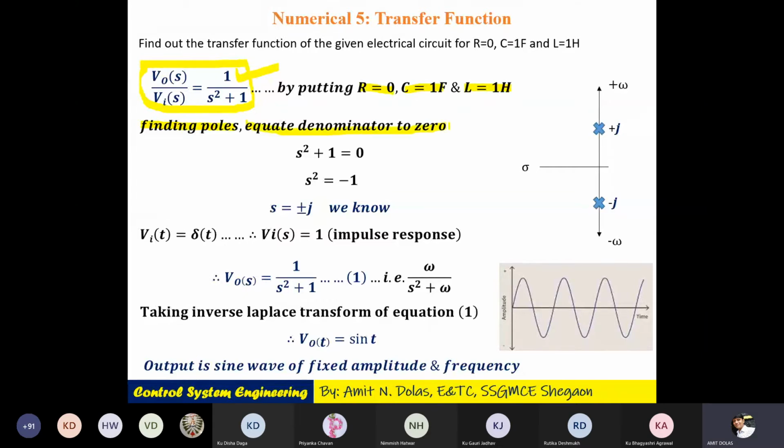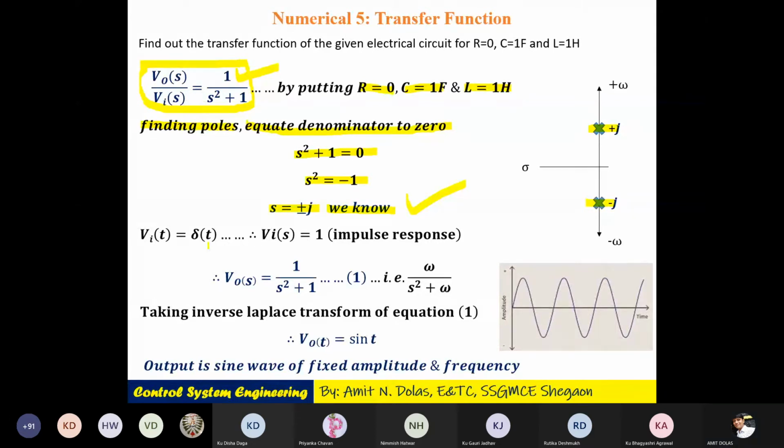Equate the denominator to 0. So S square plus 1 is equal to 0. So S square will be minus 1. Therefore S will be plus minus J. So it is imaginary. So S is equal to plus and minus J, plotted on the S plane.